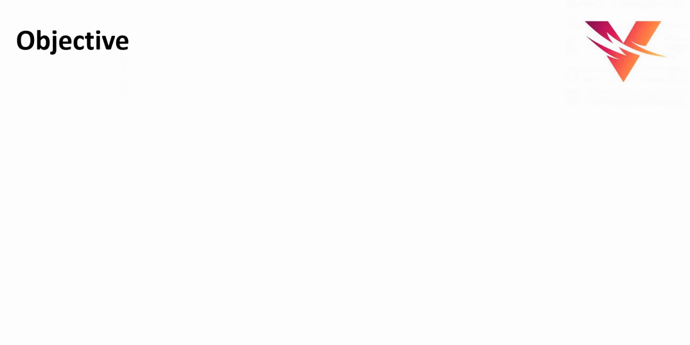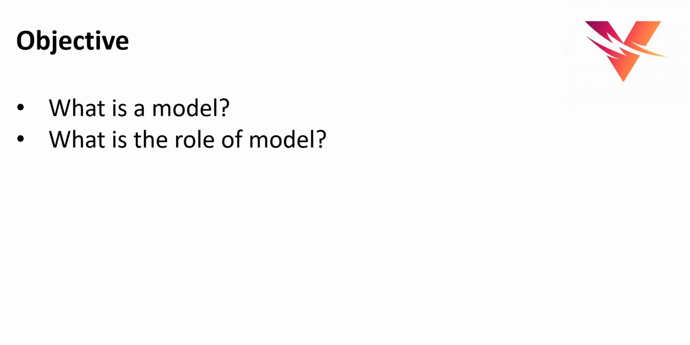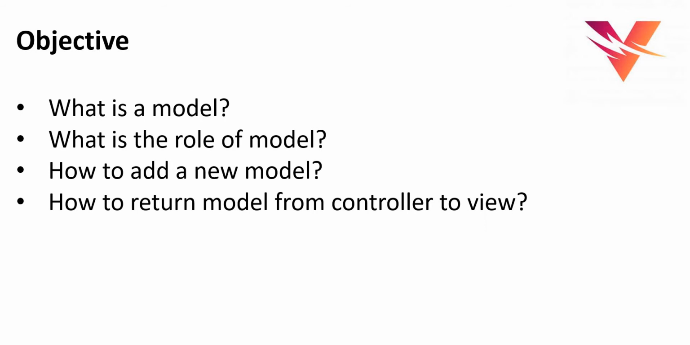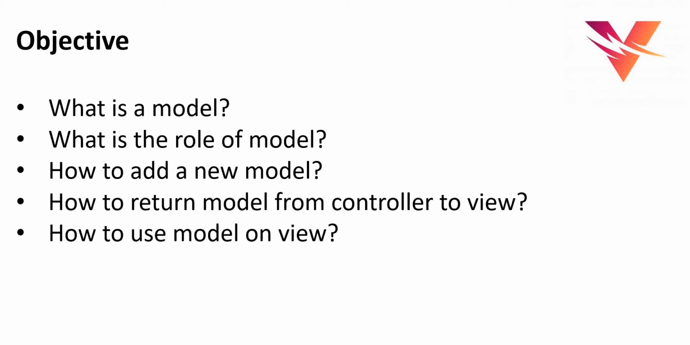The objective of the video today is that we will learn what a model is and what the role of a model is, and how we can add a new model in our application, and how we can return a model from a controller to a view. Because when data is being returned from the controller to the view, the model plays a very important role in between, and we will also see how to use a model on a particular view, and how we can connect a particular view to a particular model, right?